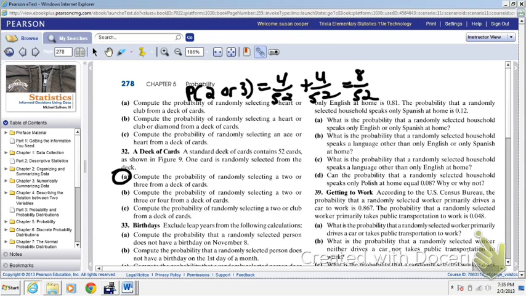So those are not mutually exclusive. I mean, those are mutually exclusive events because there's no overlap. You know, you're a 2 or you're a 3. That's it. So we don't have to worry about subtracting anything out.